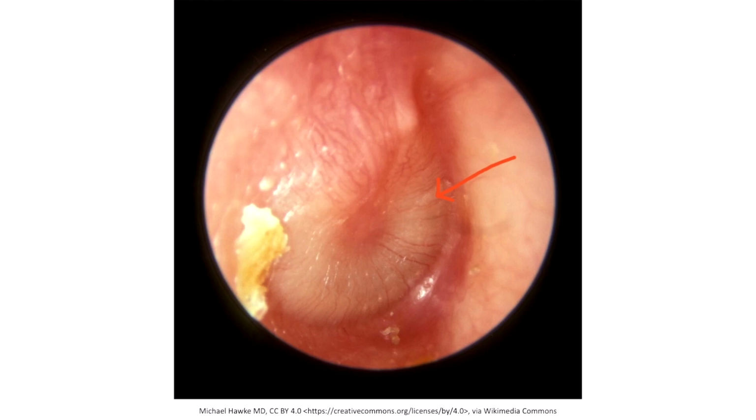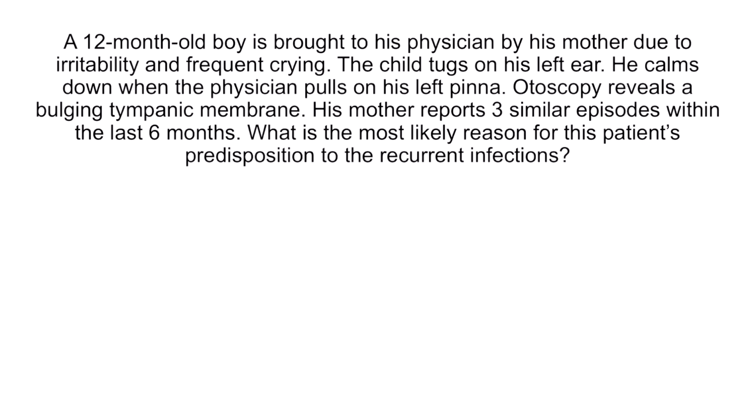Let's take a look at a question. A 12-month-old boy is brought to his physician by his mother due to irritability and frequent crying. The child tugs on his left ear. He calms down when the physician pulls on his left pinna. Otoscopy reveals a bulging tympanic membrane. His mother reports 3 similar episodes within the last 6 months. What is the most likely reason for this patient's predisposition to the recurrent infections?